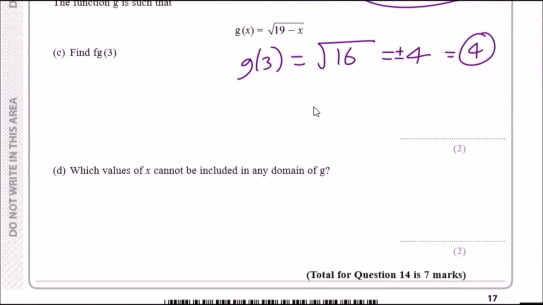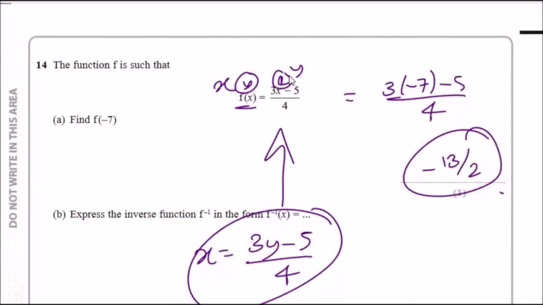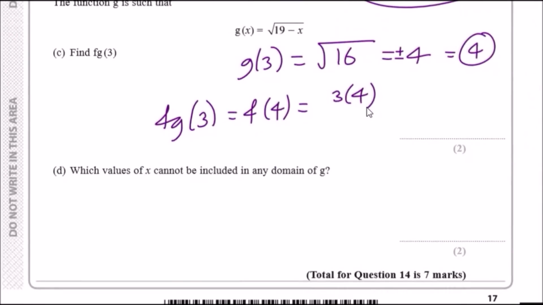So it'll be fg3, which is now f4, which is 3 times 4 minus 5 over 4. That's it. And then wherever that is, that's your answer. It's 4 minus 5 over 4. Yeah, and I got 7 over 4. Wait, is that right? Yeah, I think it is.